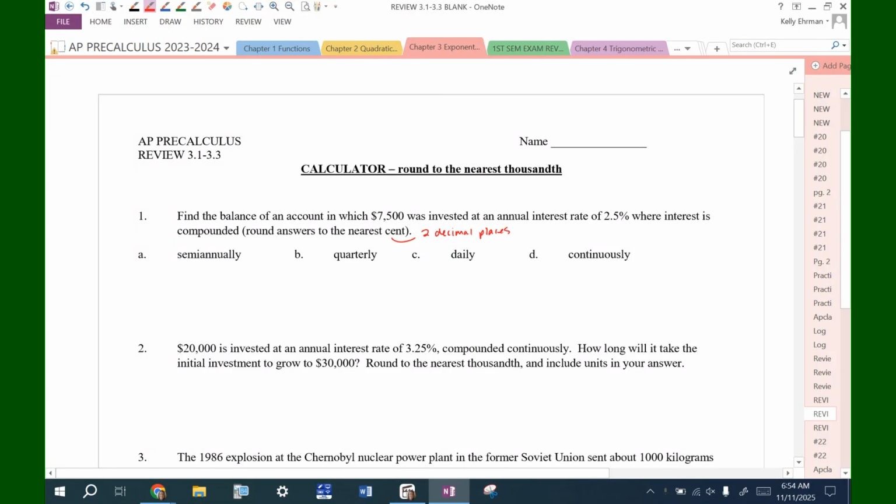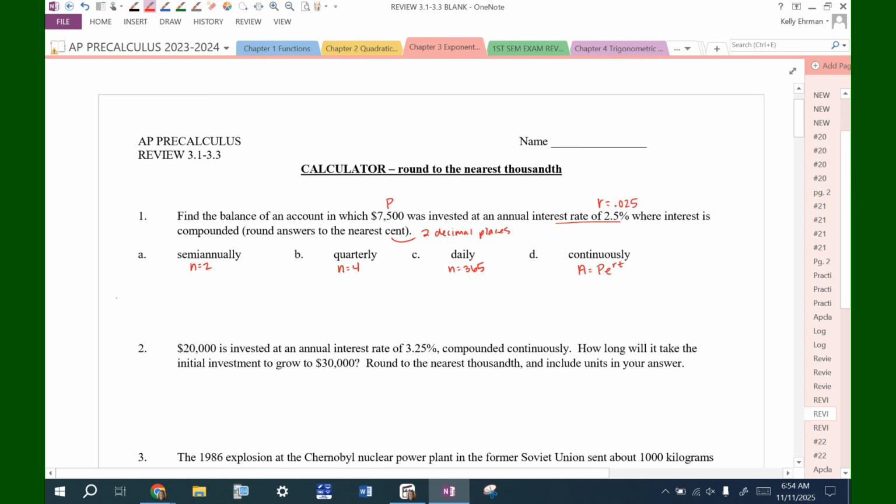All right. So for the first problem, it says find the balance of an account in which $7,500 was invested. That's the principal. At an annual interest rate of 2.5%, R is 0.025, where interest is compounded semi-annually. This is n equals 2, quarterly, n equals 4, daily, n equals 365. The only other n that we sometimes see is monthly, which would be 12. Continuously, we use the continuous formula, P e to the RT.